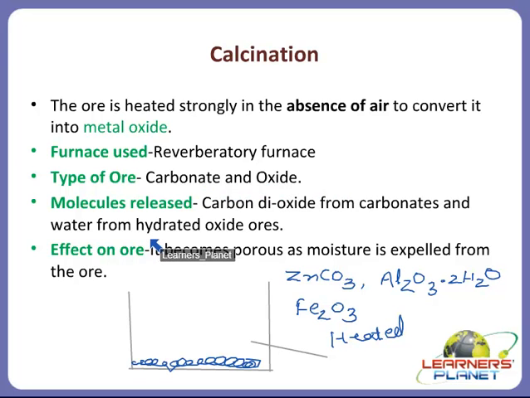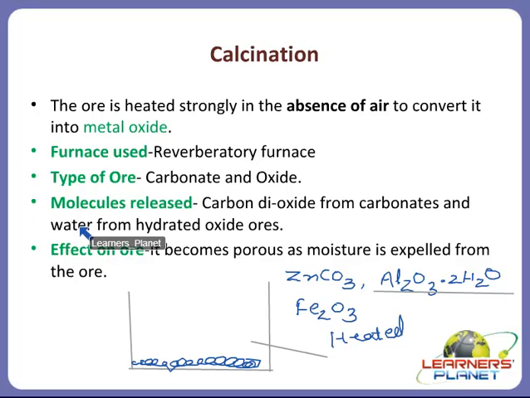As a result of heating in the absence of air, some molecules are released. These molecules are carbon dioxide, which is obtained from carbonates, and water from hydrated oxide ores. What is the example of a hydrated oxide ore here? It is bauxite. So water is given out.